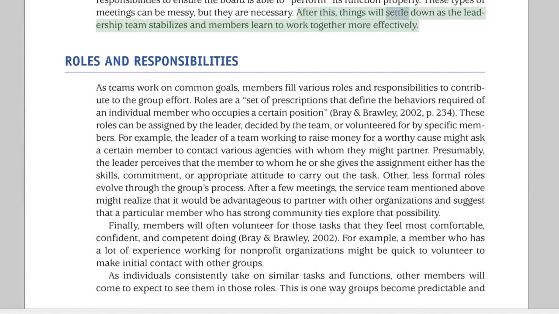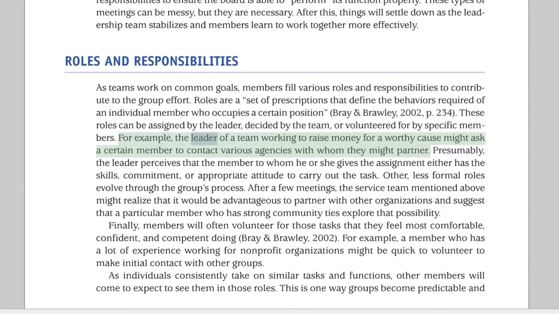After this, things will settle down as the leadership team stabilizes and members learn to work together more effectively. Roles and responsibilities. As teams work on common goals, members fill various roles and responsibilities to contribute to the group effort. Roles are a set of prescriptions that define the behaviors required of an individual member who occupies a certain position. Bray and Brawley, 2002, page 234.